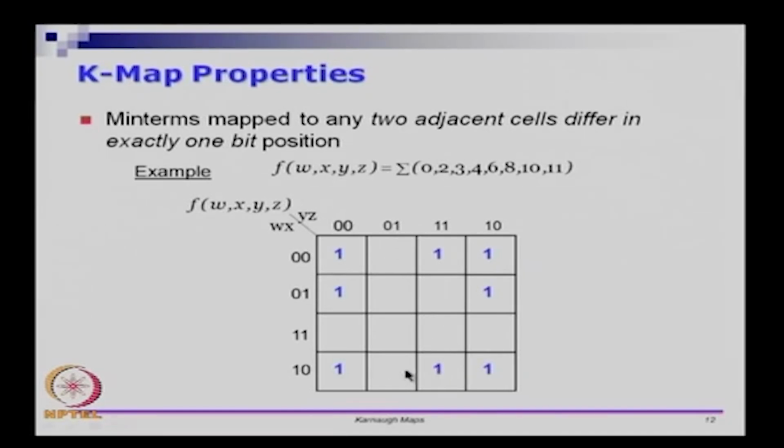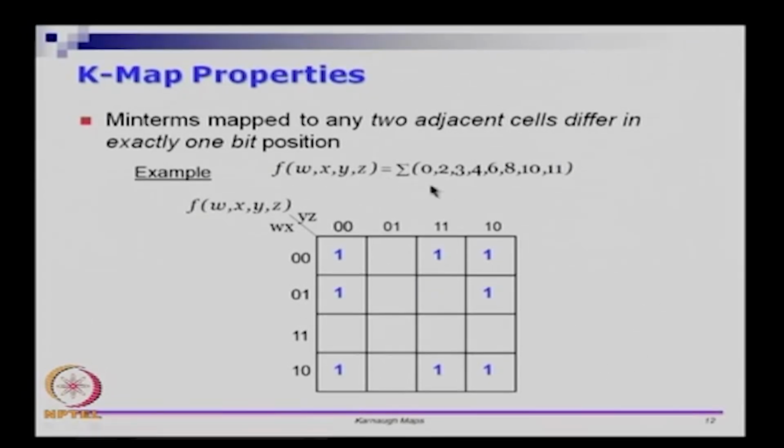If I take, let us say, these two cells, this corresponds to the min term M1001 or M9, and this corresponds to 1011 or M11. So M9 and M11, if you think about it, differ in exactly 1 bit position, namely the third bit. So Y is the only variable that differs. In this place Y is 0, in this column Y is 1. Now, if I look at this table here, this is WXYZ given as a sigma of 0, 2, 3, 4 up to 11. Let us see how this can be filled up.